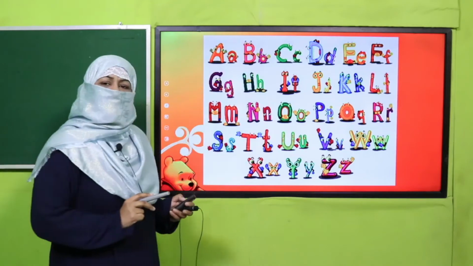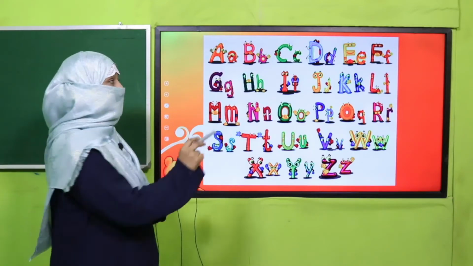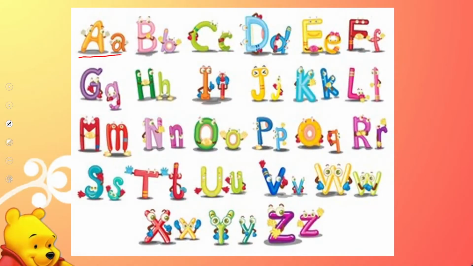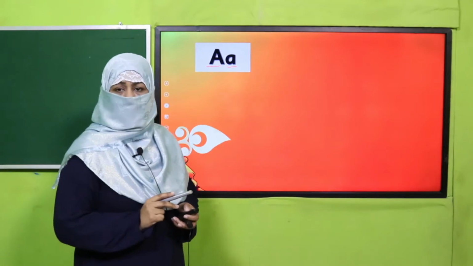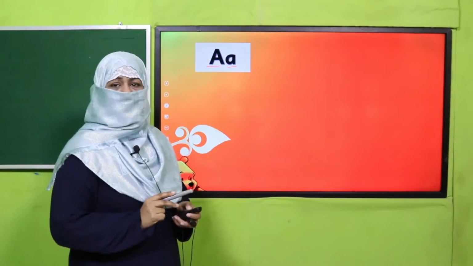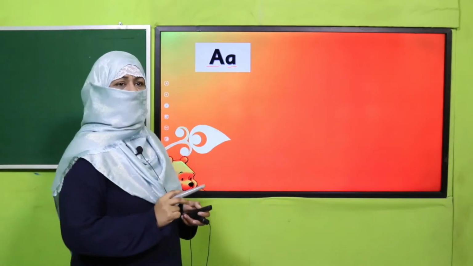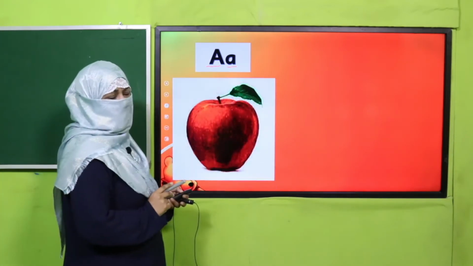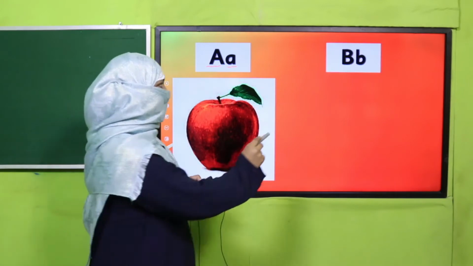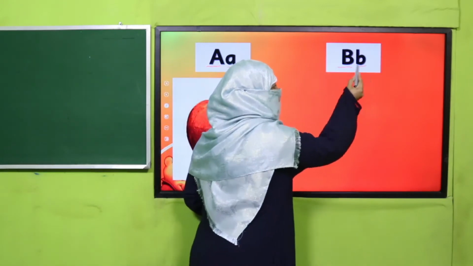So my dear students, now we know the letters, we know their shapes. The next thing is every letter has a sound. This is letter A. Capital A and small a. This letter has a sound. And what is the sound of A? A, A, A. And what word comes with A? A, apple.